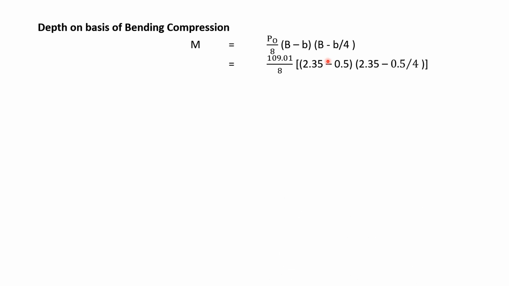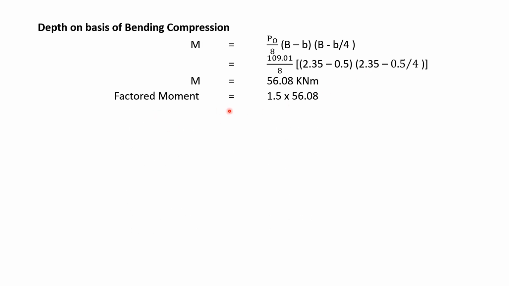And check the depth on the basis of bending compression. The formula is M is equal to P naught by 8 into B by small b into capital B by 4. So the net upward pressure value is 109.01 by 8, the capital B is 2.35 and small b is 0.5, into (2.35 minus 0.5) by 4. The value is 56.08 kN meter.